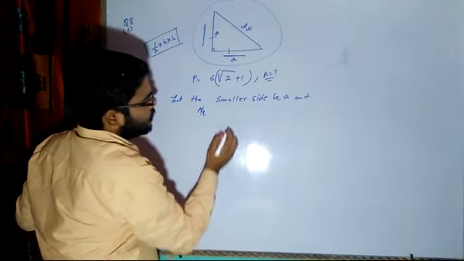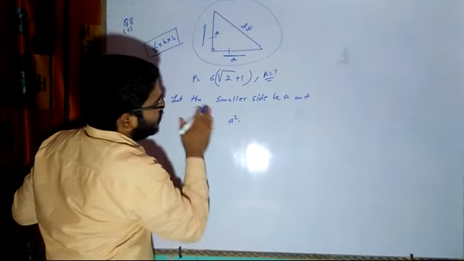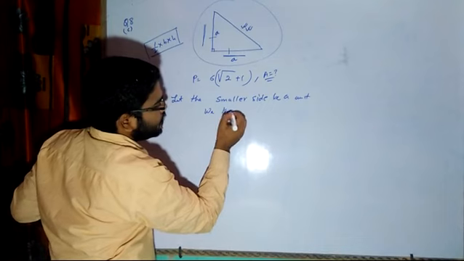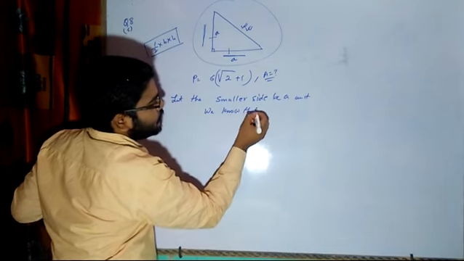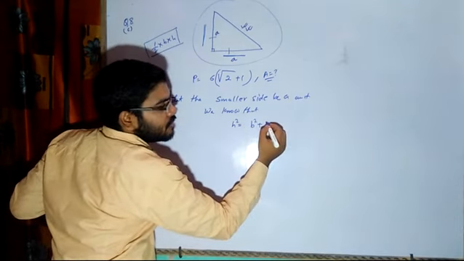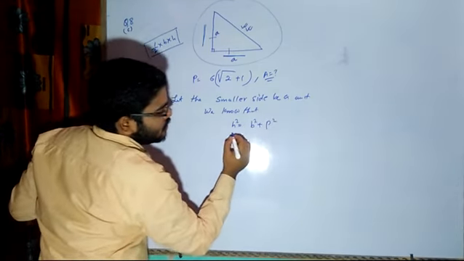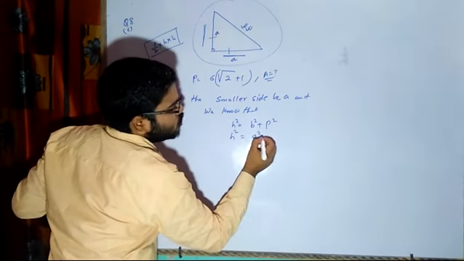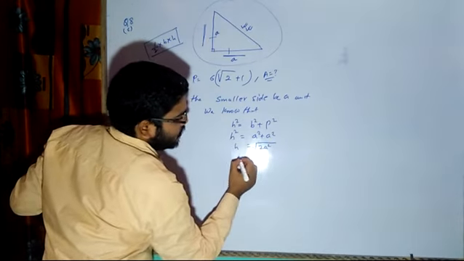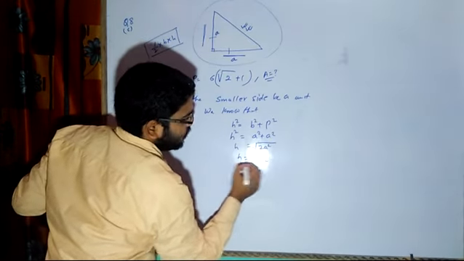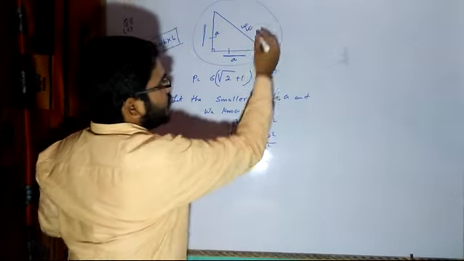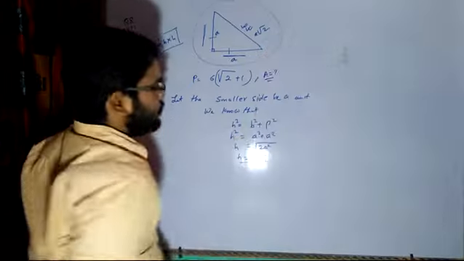According to the question, the hypotenuse, we know that hypotenuse square is equal to base square plus perpendicular square. So hypotenuse square is equal to A square plus A square. That means 2A square, so the hypotenuse H will be equal to A root 2. So I have found out the value of this side with respect to A as A root 2.